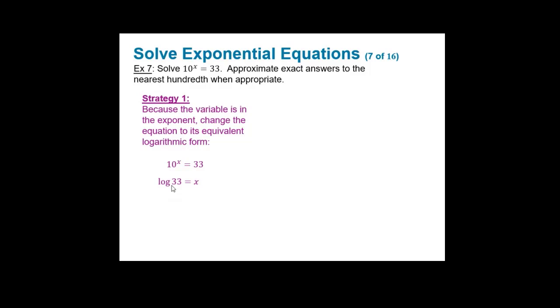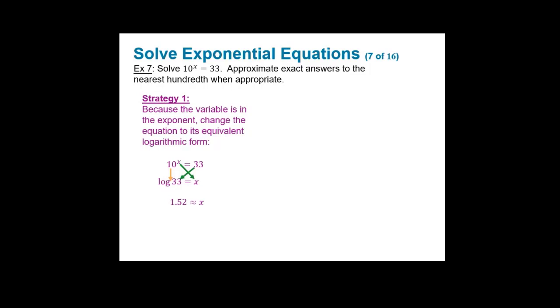What do you get? So notice that this 10 is just going to drop down, and that's going to give me my common log, but we usually don't write that 10 there. But this is going to be the common log, and then we're going to switch our x and our 33. And we put that into our calculator, and you should get approximately 1.52.